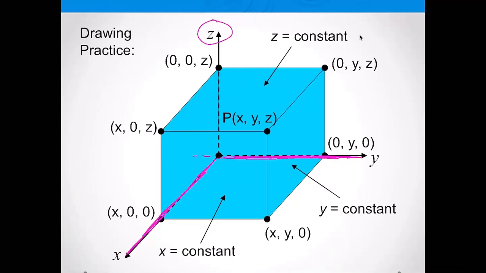Now, know that this would continue on. That would be your negative x-axis. And if we continued on back here, that would be your negative x-axis. This would be your negative y-axis.